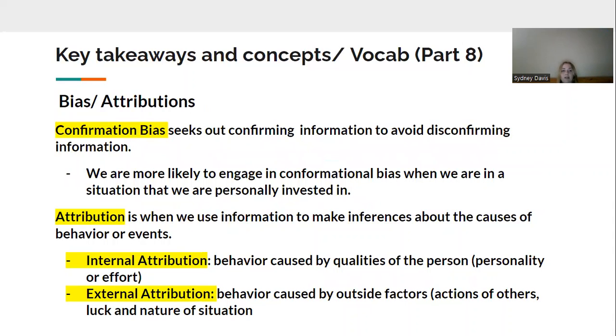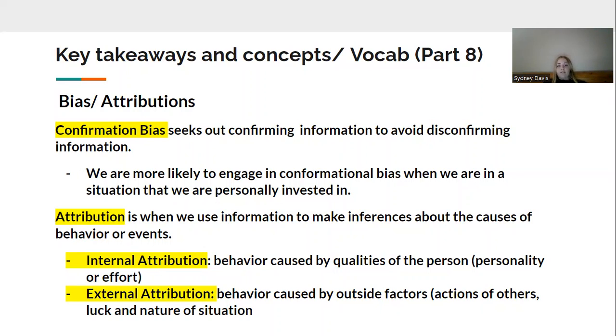Now, talking about the different types of bias and attributions. Confirmation bias seeks out confirming information to avoid disconfirming information. So we look for the answers just because we don't want to be wrong. We are more likely to engage in confirmation bias when we are in a situation that we are personally invested in and looking for that conversation to where we're looking for the answer to be wrong or looking for a disagreement.